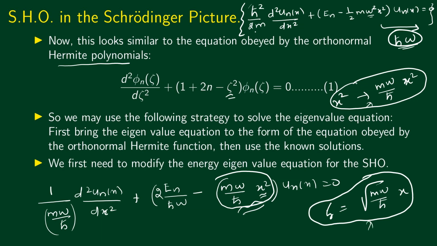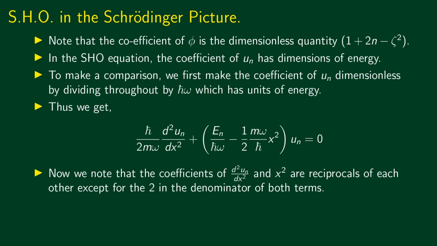Now, before doing that, let's just go through the argument once again. Note that the coefficient of phi is the dimensionless quantity 1 plus 2n minus zeta square. Now, in the simple harmonic oscillator equation, the coefficient of un has dimensions of energy.